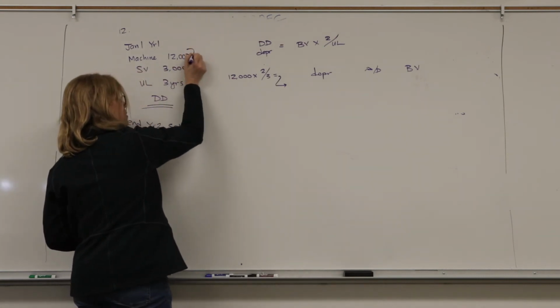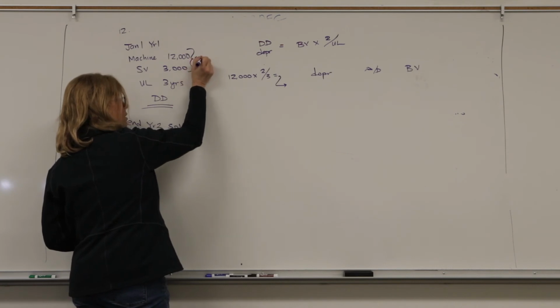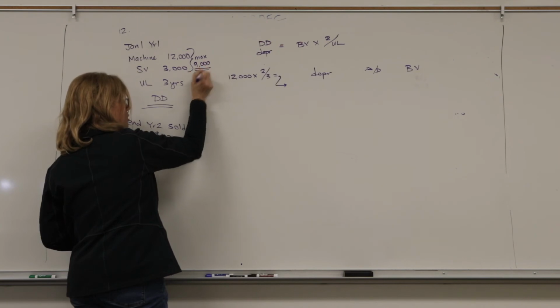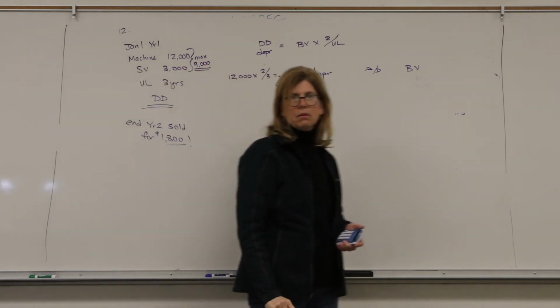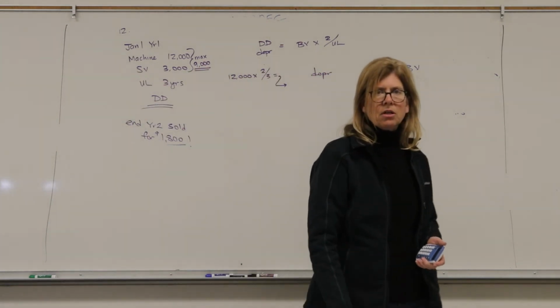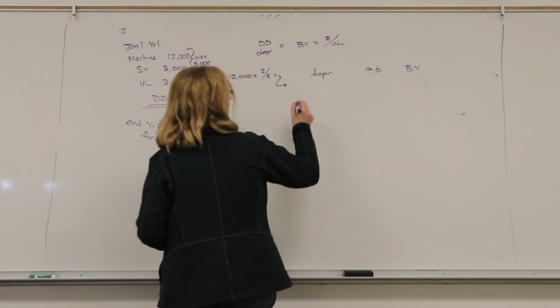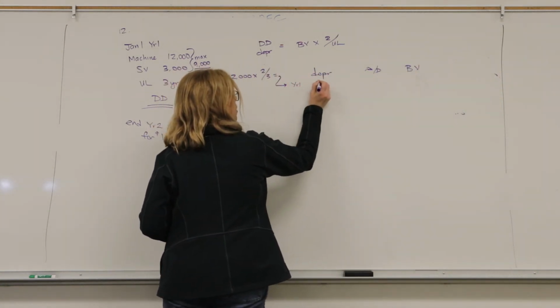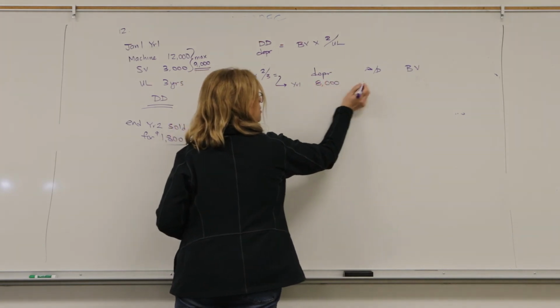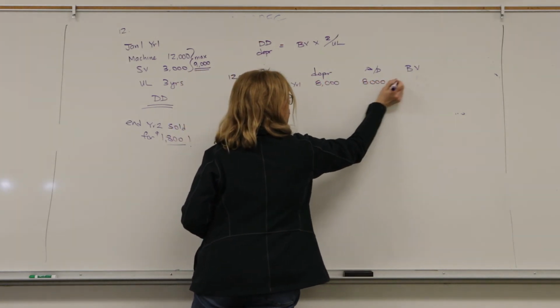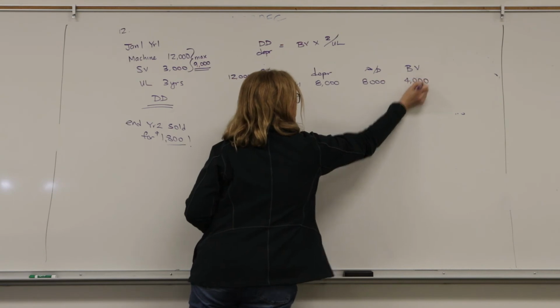And be careful. This is one of those where we always got to be checking the max. The maximum amount that I can depreciate is $9,000. And I get $8,000 in the first year. So I can take $8,000. I'm all about that. So this is year one. We're going to depreciate this asset $8,000. That is going to be my accumulated depreciation. Book value is $4,000.